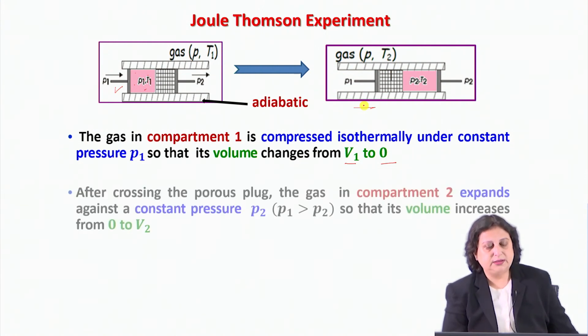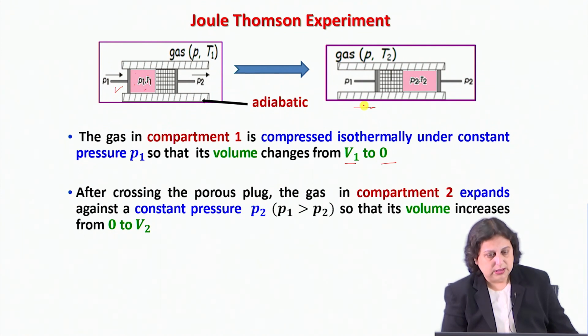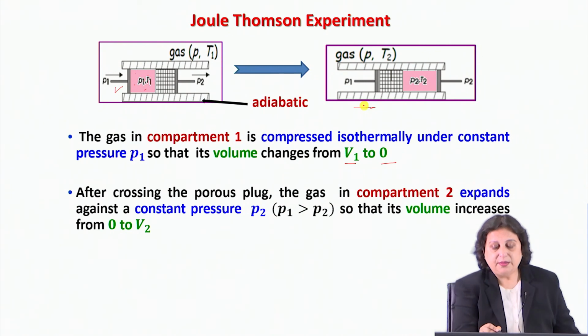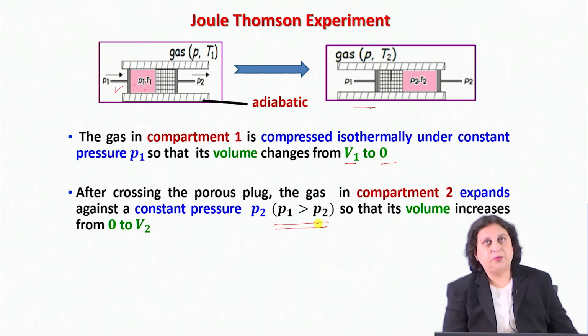Now, what has happened to compartment 2? In compartment 2, which is present on the right-hand side, after crossing the porous plug, the gas would expand against a constant pressure P2. Now, the experiment is carried out in such a way that P1 is greater than P2.